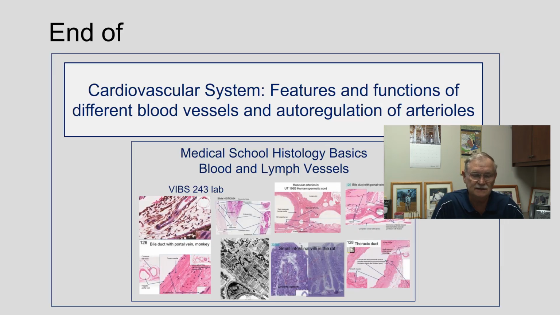So this is the end of the cardiovascular system in terms of the features and functions of different types of blood vessels and the autoregulation of the arterioles.